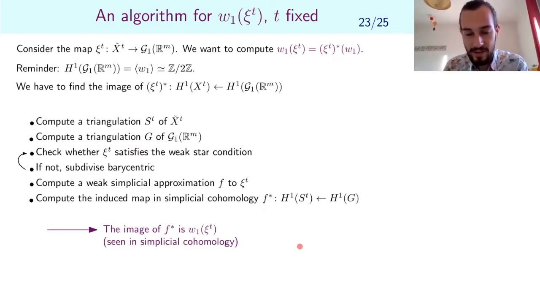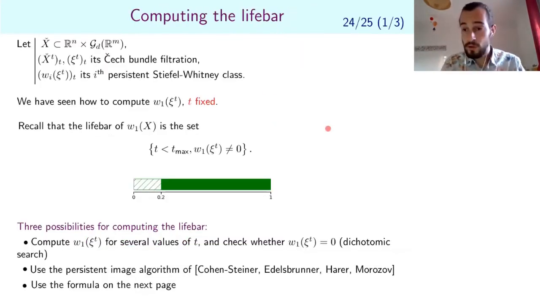Okay, this is almost the end. A last comment. This is a bit deceiving, because we are able to compute the Stiefel-Whitney class, the persistent Stiefel-Whitney class, when T is fixed. But we would like to adopt a persistent point of view on that. We would like to compute the life bar of the persistent Stiefel-Whitney class. So there are three possibilities to do that. We want to find the values of T such that W1 of Xi T is non-zero.